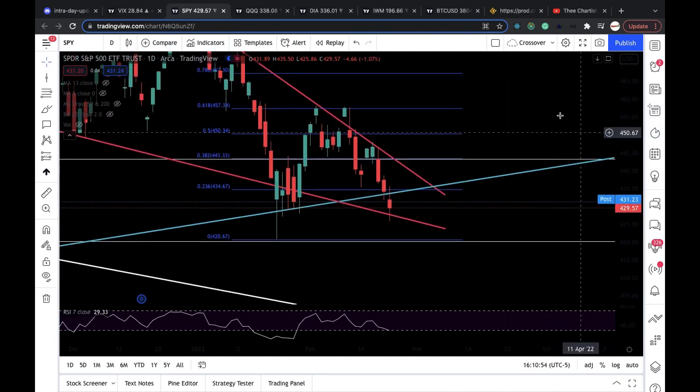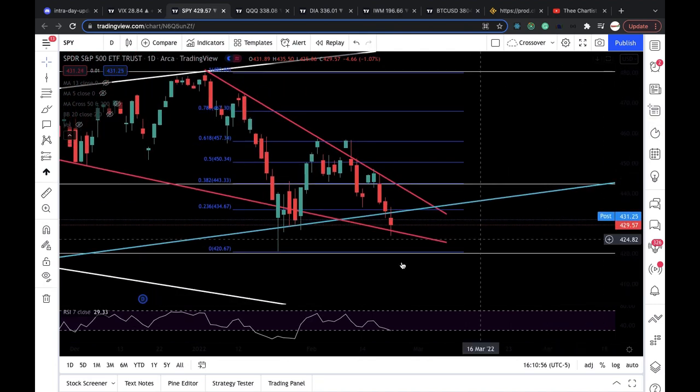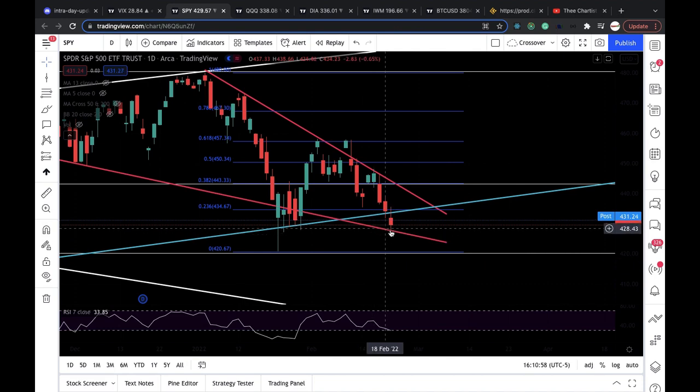But here you're looking at the daily chart. Now here's the 427 to 428 level.